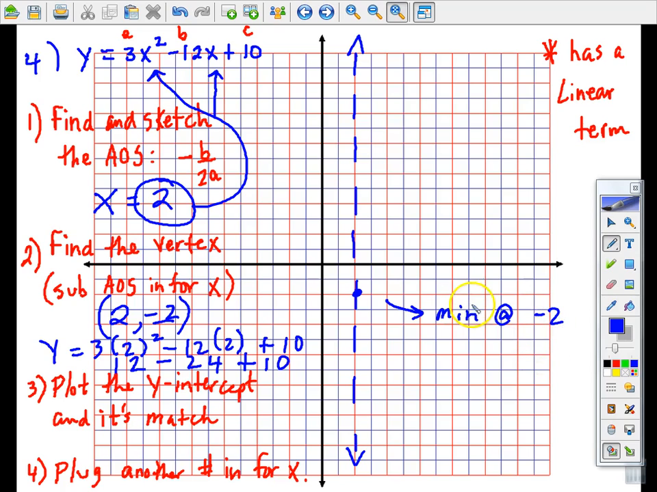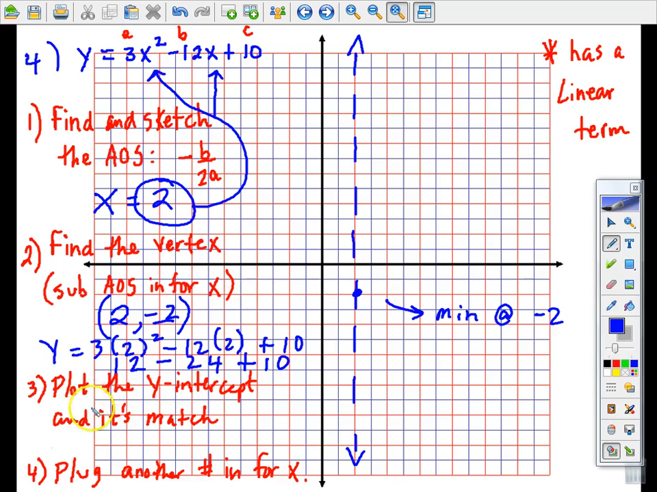-2. You won't have to do that for all the problems, but I'm just including it. You read the instructions. If it asks you to identify the maximum or the minimum value, this is what you're going to do: the y-coordinate of the vertex. If the parabola is upside down, it's a maximum. If it's right side up, it's a minimum.